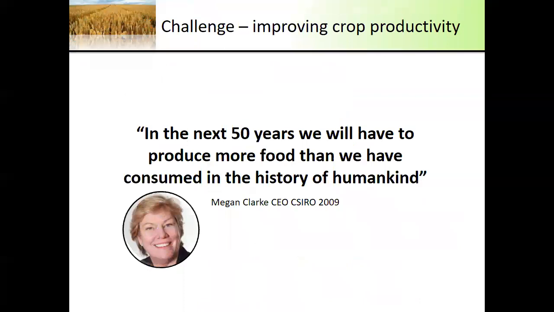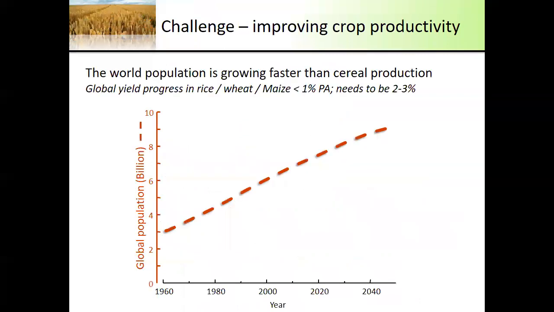I thought I'd set the scene as to why improving crop productivity is important. This statement came from Megan Clark almost a decade ago: in the next 50 years, we'll have to produce more food than we've consumed in the history of humankind. That sets the scene for the level of investment and improvements in productivity which the globe is going to have to deal with. That increase is due to the increasing global population, which in theory will hit about 9 billion by 2050.